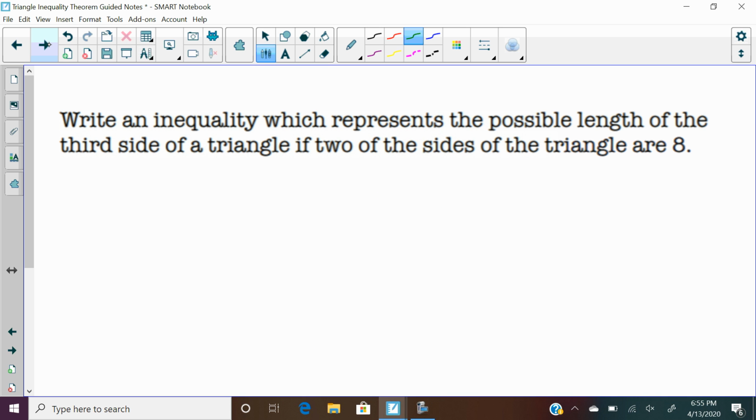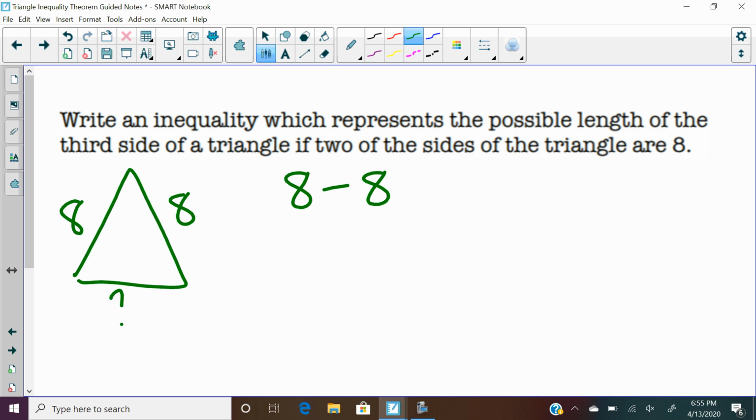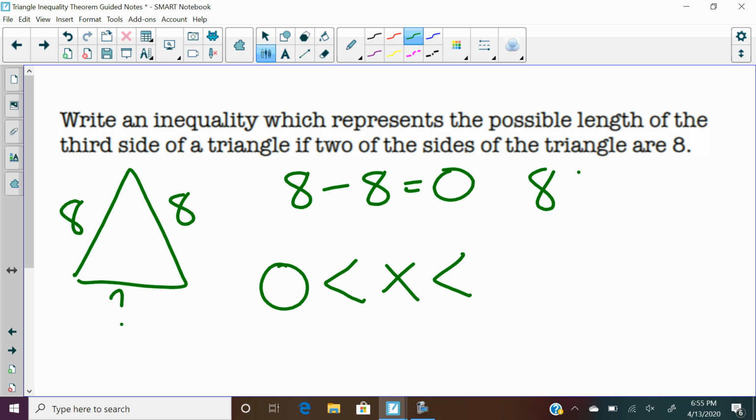Okay. Write an inequality which represents the possible length of the third side of a triangle if two of the sides of the triangle are 8. So that means that we have an isosceles triangle where two sides are 8. We're trying to figure out what the smallest side could be and what the biggest side could be. To define what it needs to be greater than, we do 8 minus 8, which is 0. So x must be greater than 0 and less than what we get when we add them together, which is 16. So that means that our third side needs to be between 0 and 16.